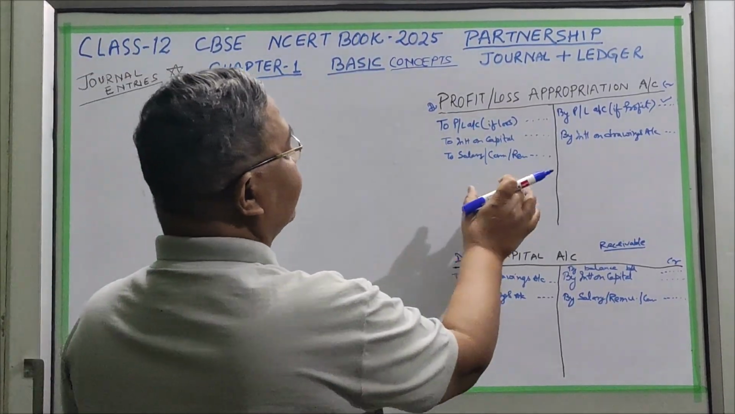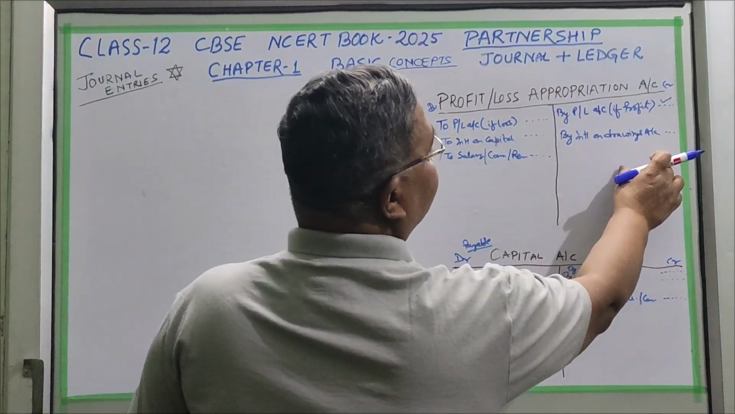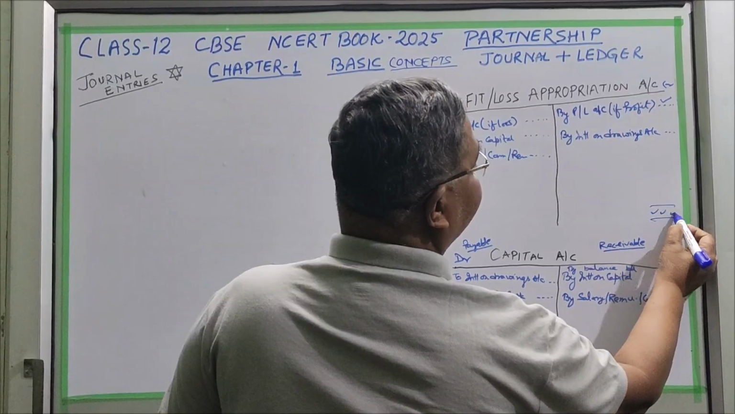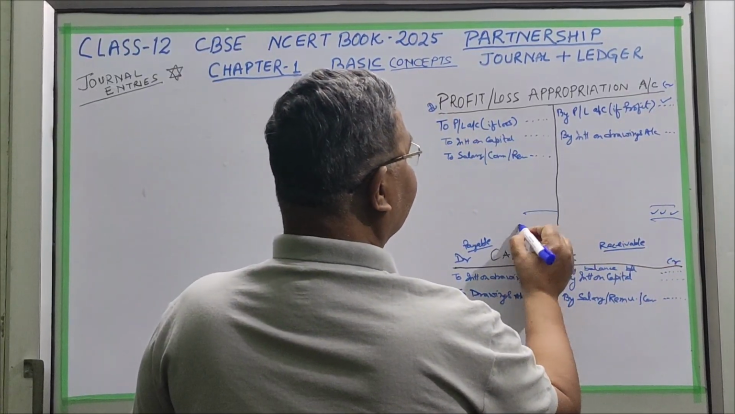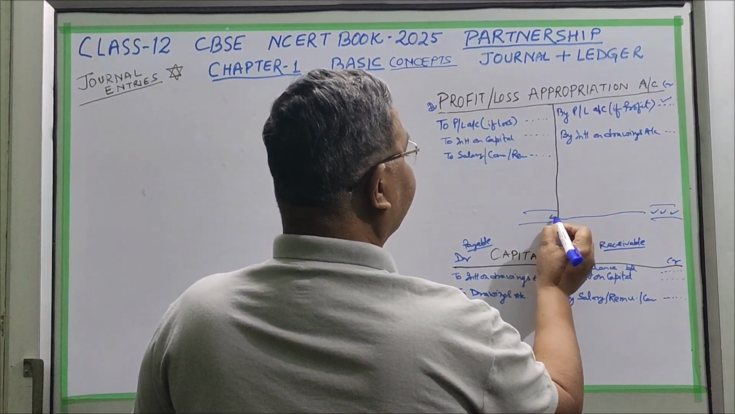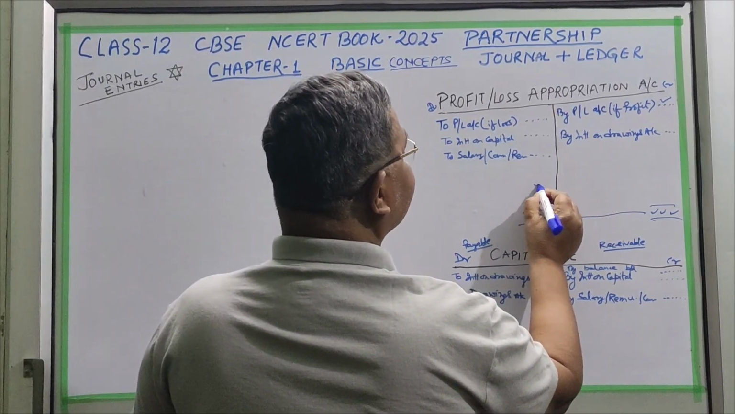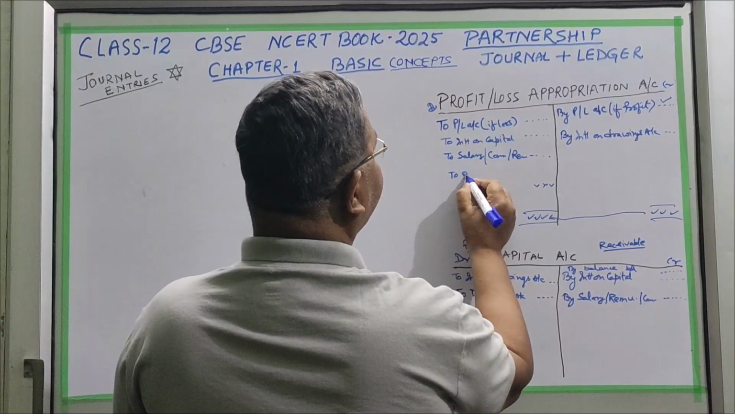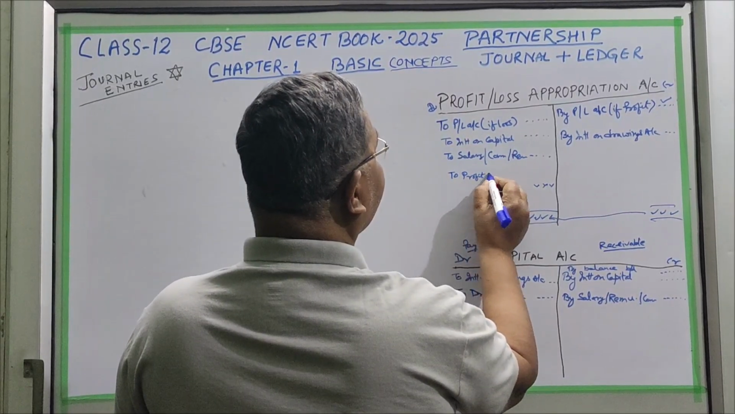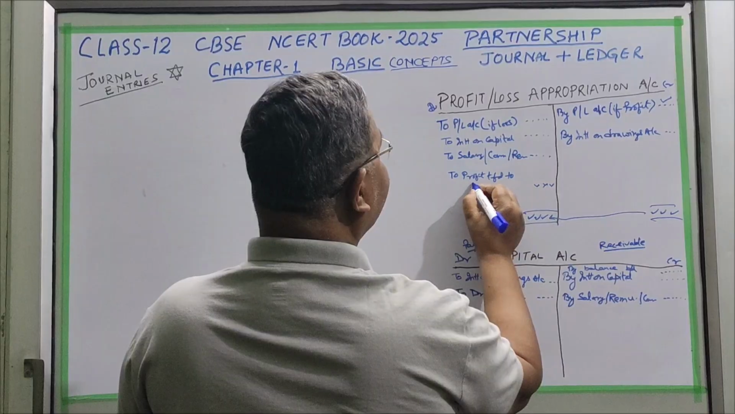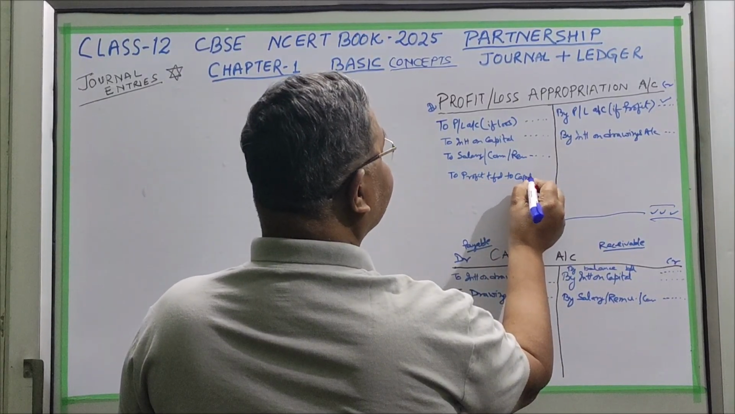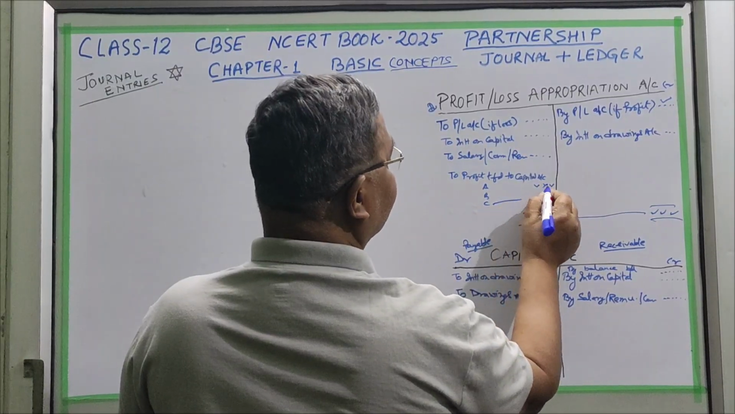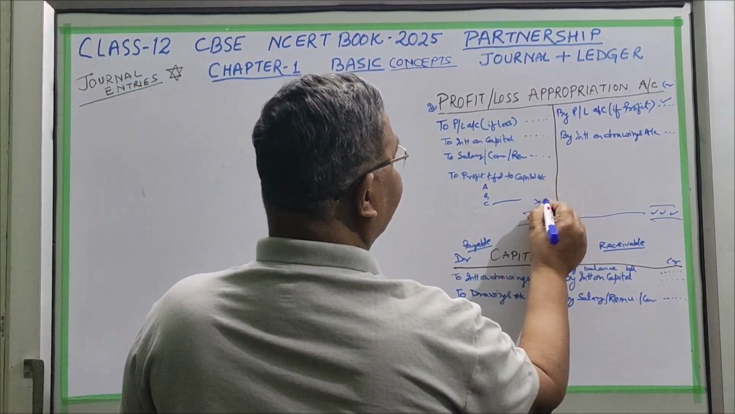So hereafter what happens? Generally this side is higher. So first we will make a total of this side, and this total we bring here. So some difference comes here. This difference is profit transferred to capital account of A, B, C, like this, and total will agree with it.